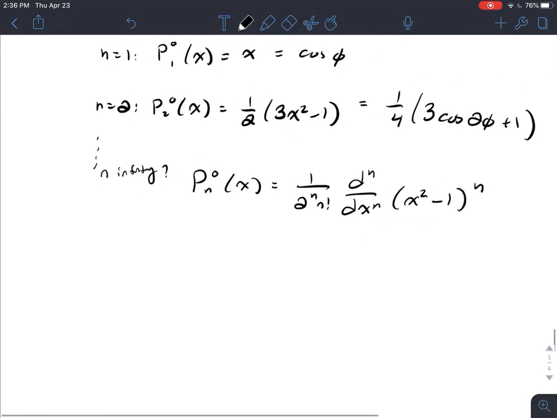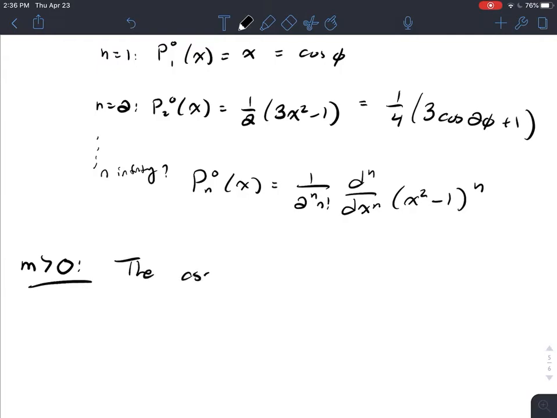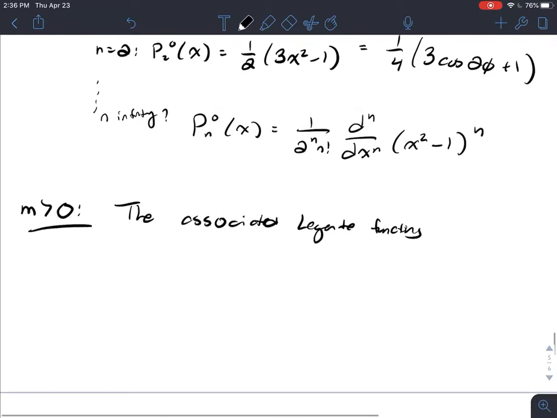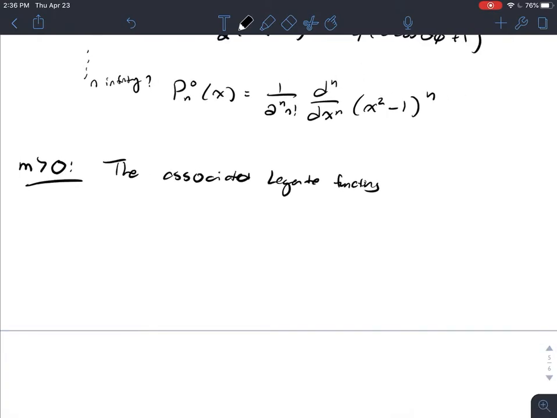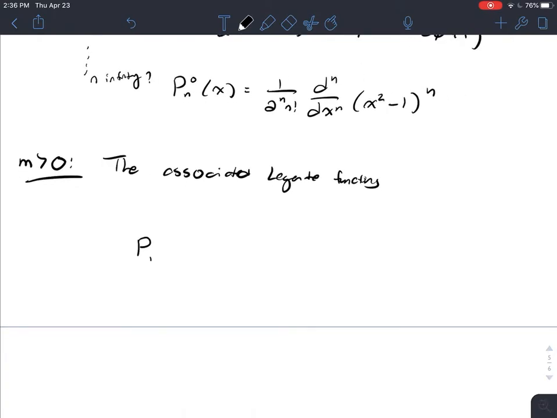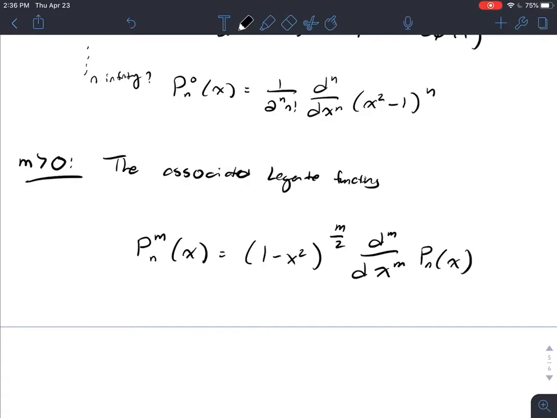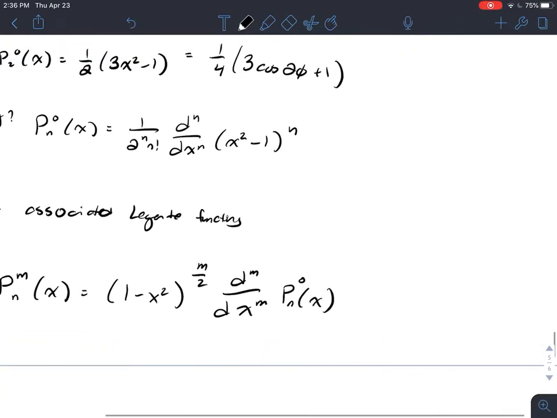So remember that m can also be greater than 0. For m greater than 0, we have the associated Legendre functions. This is like the parent to Legendre polynomials. They kind of look bad as well. P sub n m, for any m and for any n, equals (1 minus x squared)^(m/2) d^m/dx^m of Pn(x). So this last term corresponds to this function right here from the top.